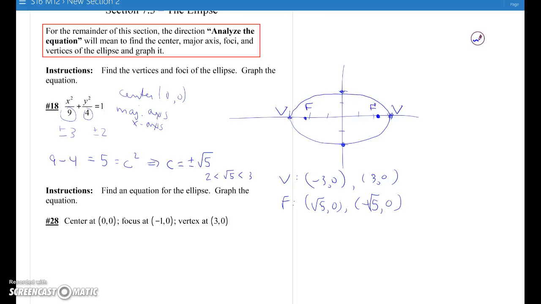So we found the center. That was 0, 0. We found the major axis was the x-axis, found the foci, and found the vertices, and graphed the ellipse. Don't forget to label your axes.